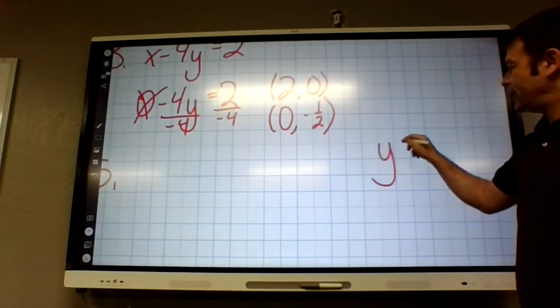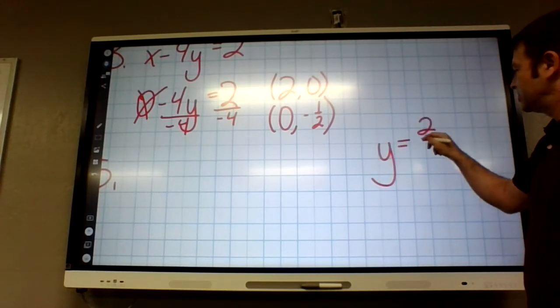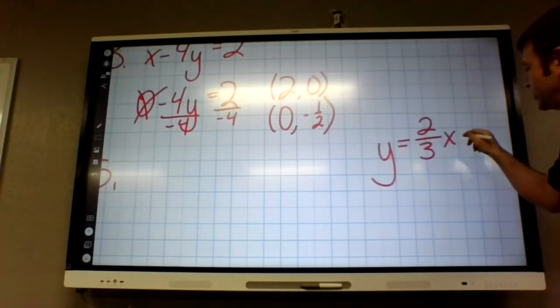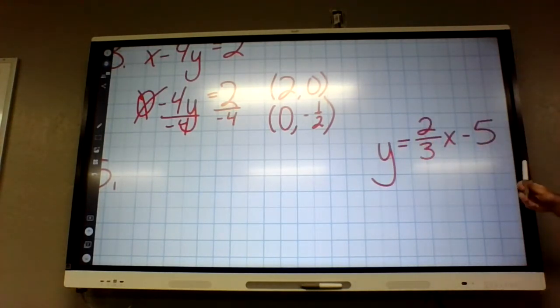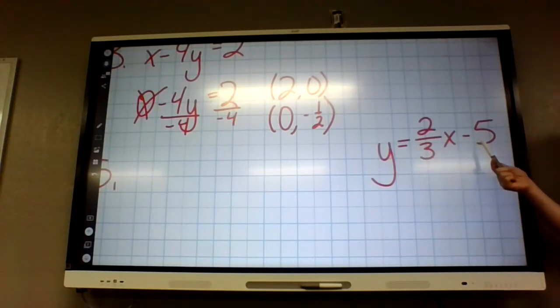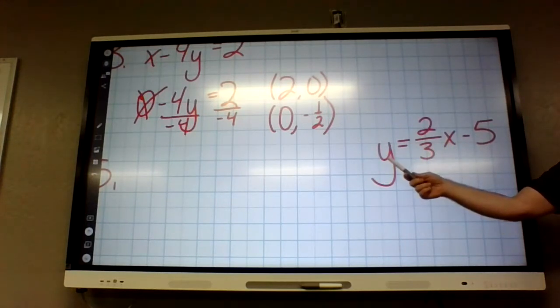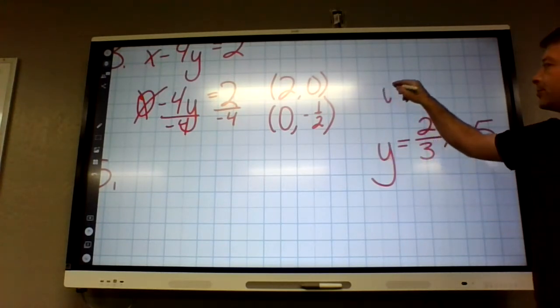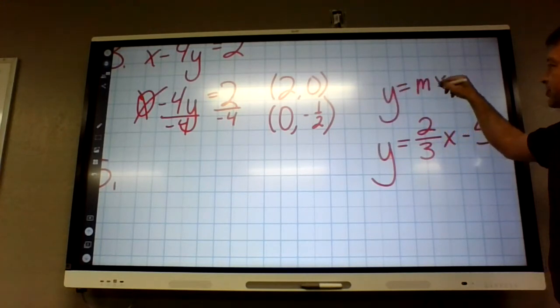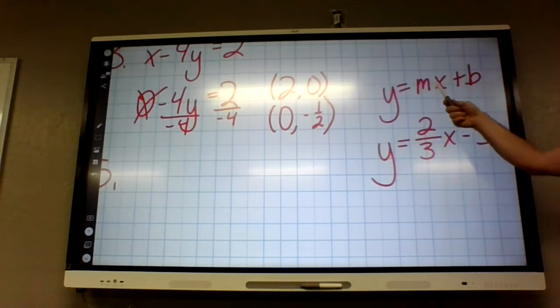So way back in Algebra 1, we had equations that look like this. Do you guys remember this? It's called an equation that's written in slope-intercept form. When you have y by itself over here, here's the general way it looks. Y equals mx plus b. You guys remember that? Slope-intercept form.